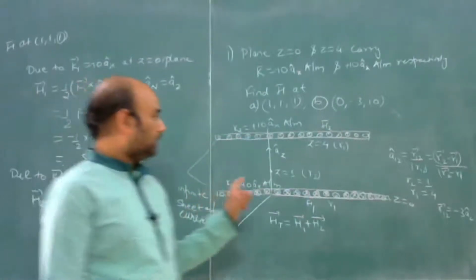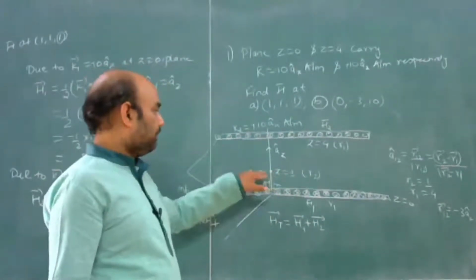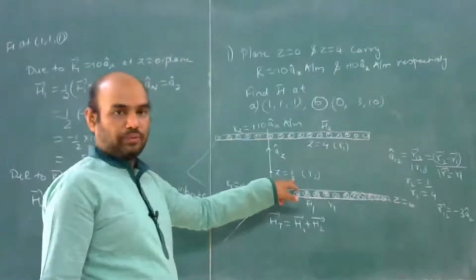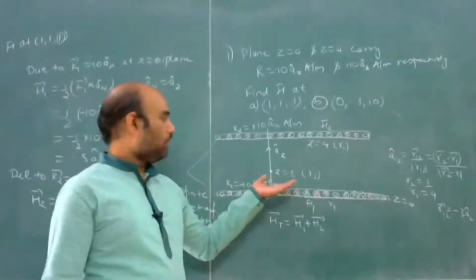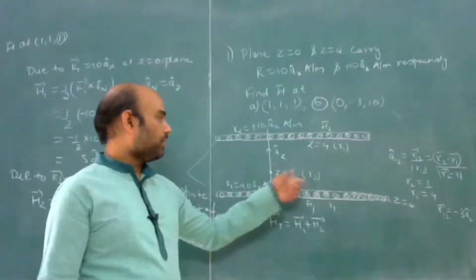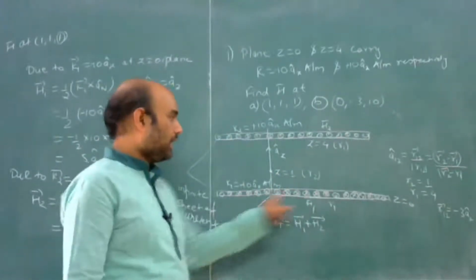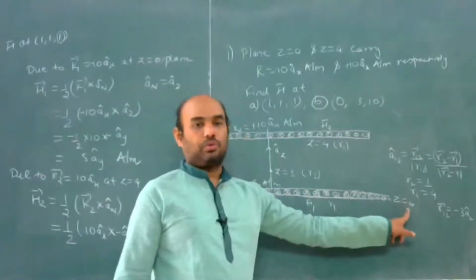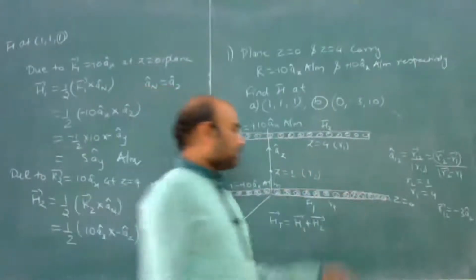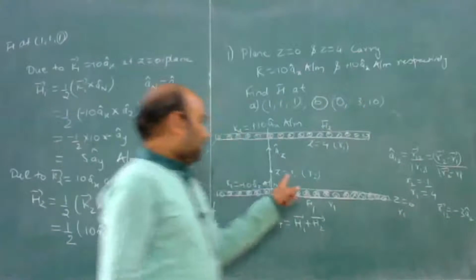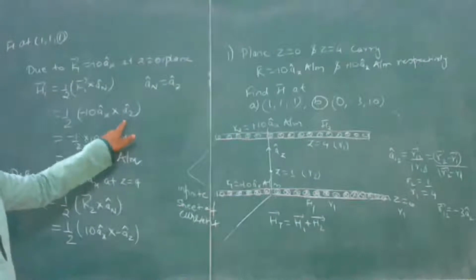So here, first we have to find the value of H at z equal to 1. Here you have to find the value at the point of observation, z equal to 1, and this will be R2. The sheet of charge is kept at z equal to 0, so this will become R1. So R2 minus R1, 1 minus 0, will give you positive Az. So in this case, it is positive Az.